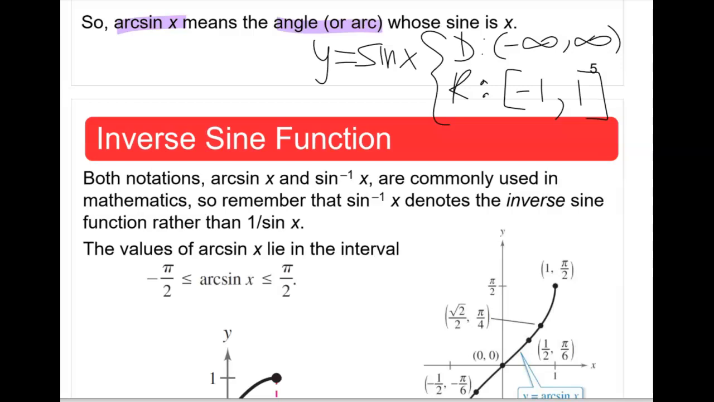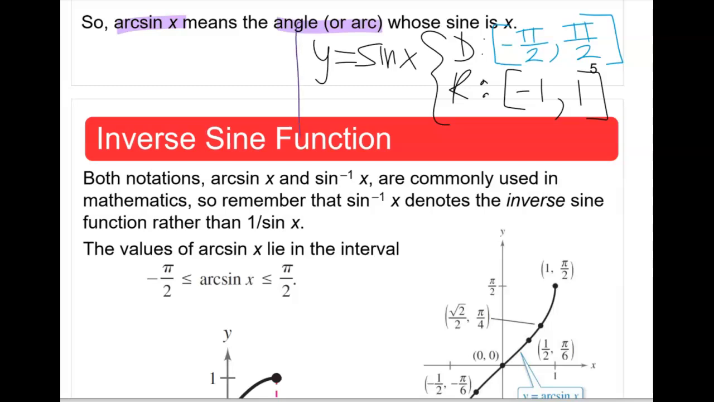But remember, we had to restrict the domain. So we changed that to -π/2 to +π/2. And in fact, we did say that the endpoints are included, so I'm going to go ahead and change this to the square bracket. Okay, so that is for sine.